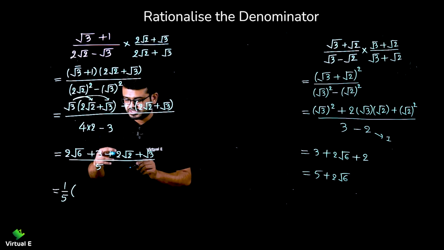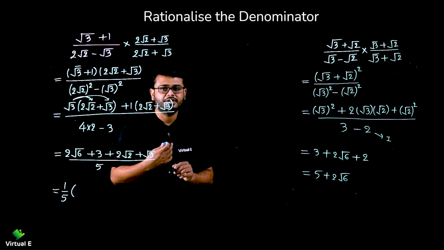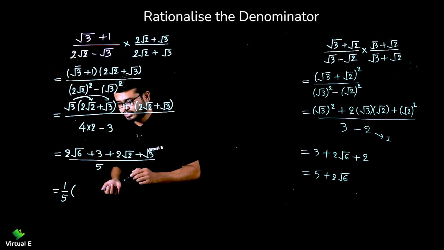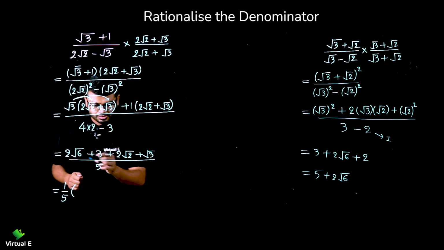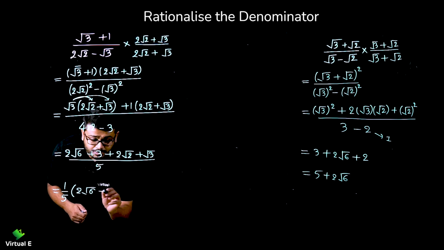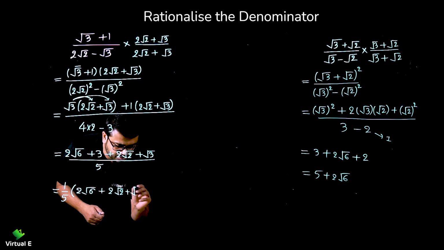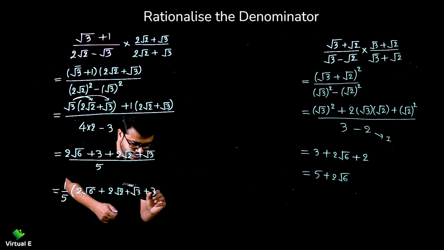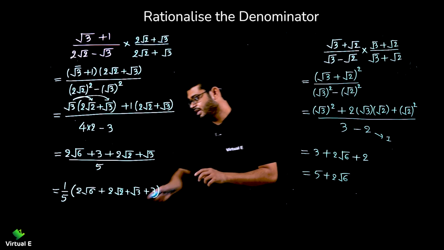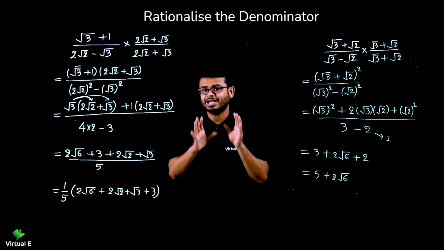Now 2 root 6 plus 3 plus 2 root 2 plus root 3. We are not able to find any like terms over here, so we need to keep it as it is. That's what we were doing in the product as well. That's it. Let's write 2 root 6 plus 2 root 2 plus root 3, and finally let's write 3 over here. So this is how we solve when we have two terms in the numerator as well. This is that case only.